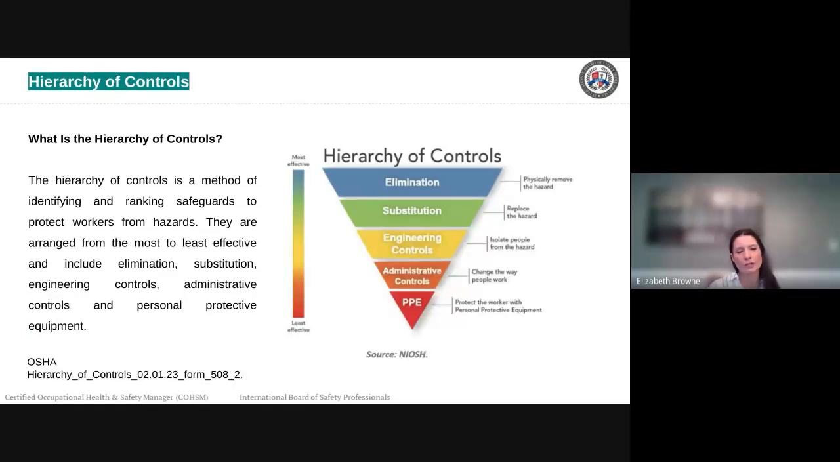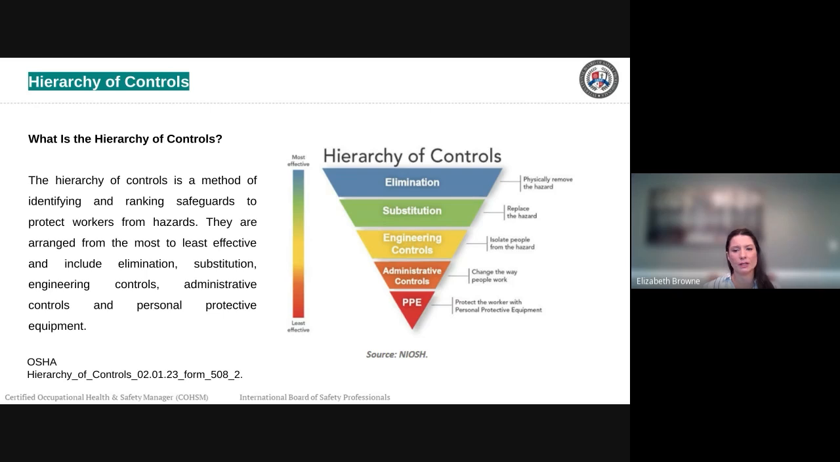All right, so we've talked a bit about the hierarchy of hazard controls, or just of controls. This is a very common pictogram you may see. It comes from OSHA, actually. The hierarchy of controls is a method of identifying and ranking safeguards to protect workers from hazards. They are arranged from the most effective at the top to the least effective at the bottom. And we see that it forms this hierarchy, or kind of an upside down triangle or pyramid, with the most effective being the base or the largest part.